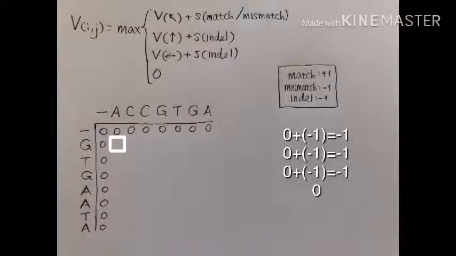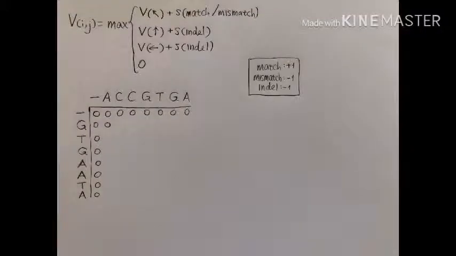So for this cell, we have four options. We either go diagonally, where we have a mismatch between a G and an A, giving us -1, or we go up, indel gives us -1, or we go to the left, also gives us -1, or we just end up with a 0, which is indeed what we write there, because that's the maximum value.